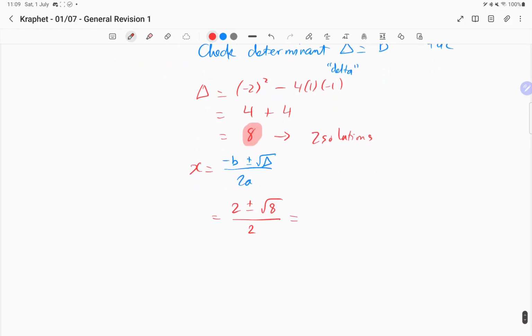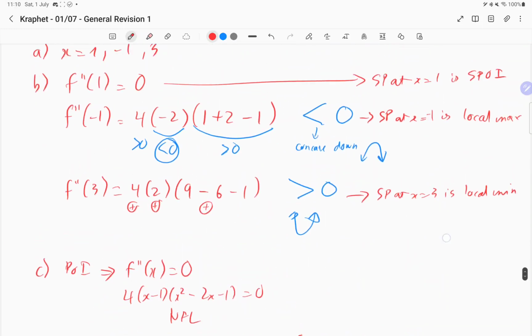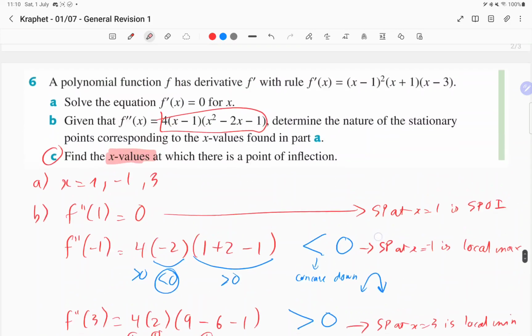So then this one, they will require you to simplify that. So 2 plus minus 2 root 2 over 2, divide everything by 2, top and bottom, that will be 1 plus minus square root 2. So therefore the points of inflection are at x equals 1, or 1 plus square root 2, or 1 minus square root 2. 3 points of inflection. And they only ask us for the x value, not the y value, so we don't need to sub it back into the original.